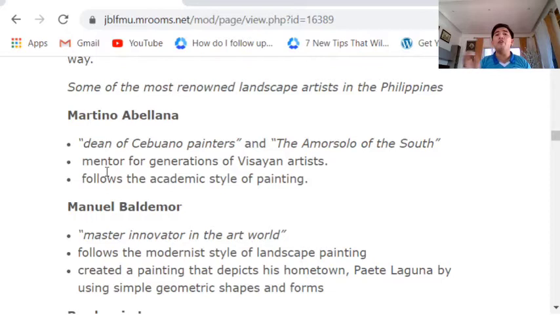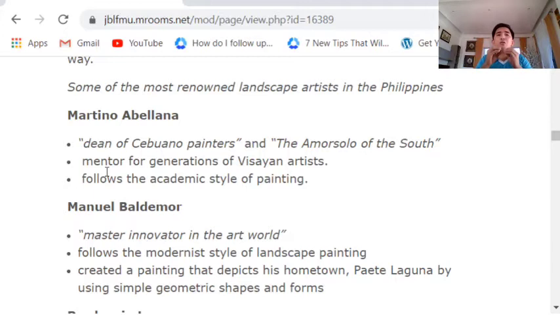So when we talk about academic style of painting, as we have said earlier, it refers to a style in painting wherein you really paint what you can see, all right? There's no distortion of reality, okay? There's no addition of any other creative ideas you would like to put in the concept of your painting. So hindi na siya allowed when we talk about academic style of painting.